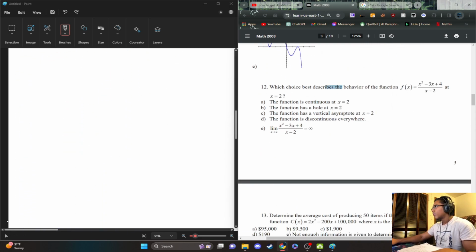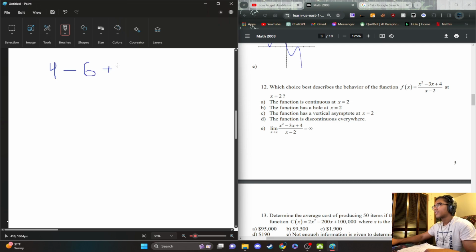Okay, which of these describes the behavior of the function at x equals 0? So x equals 0, right? Let's just plug it in at first. So you have x squared, which is 4, right? Minus 3 times 2 is 6, plus 4, right? Over x minus 2, is 2 minus 2, which is 0. So what does that mean? This means the vertical asymptote is 2.